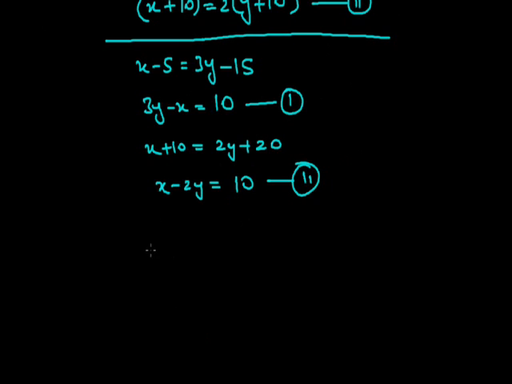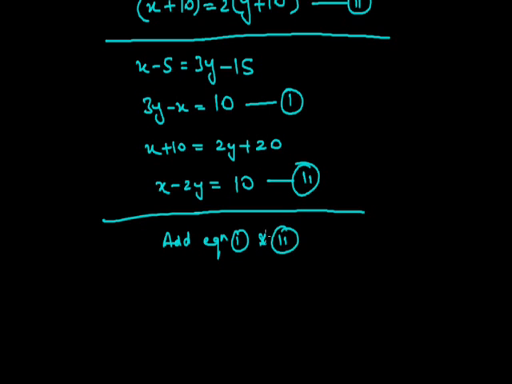And now to simplify it, what we can do is add equation 1 and 2. So if we add equation 1 and 2, we'll get 3y minus x plus x minus 2y is equal to 20. And why have we added these two equations? Because as you can see from the first and second equation, the coefficients of x are already equal and of opposite sign. So there is no need to change the sign, as the coefficients of x are already equal and opposite.